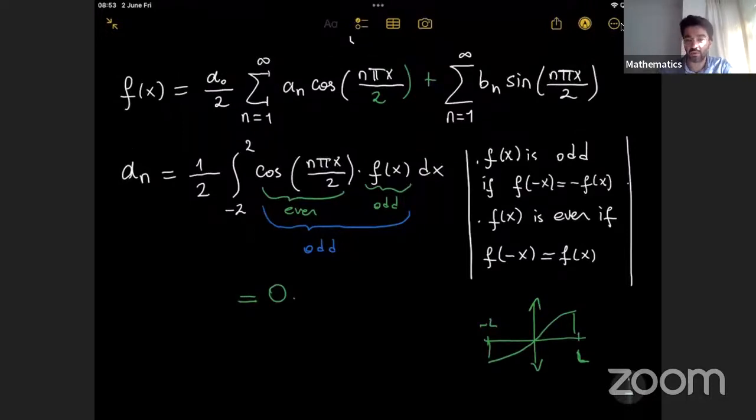Any question with this part? Buraya kadar var mı soru arkadaşlar?